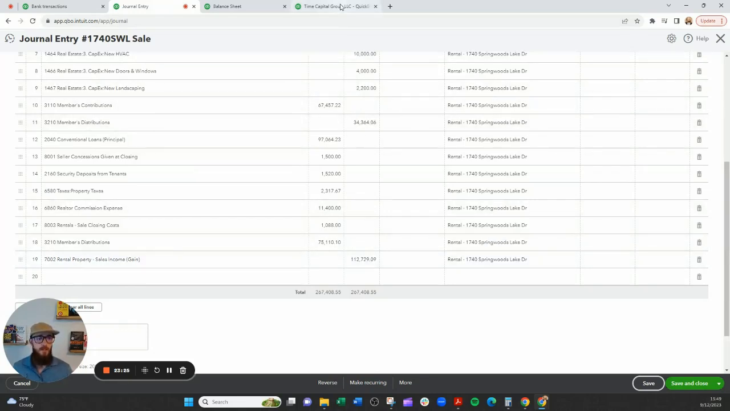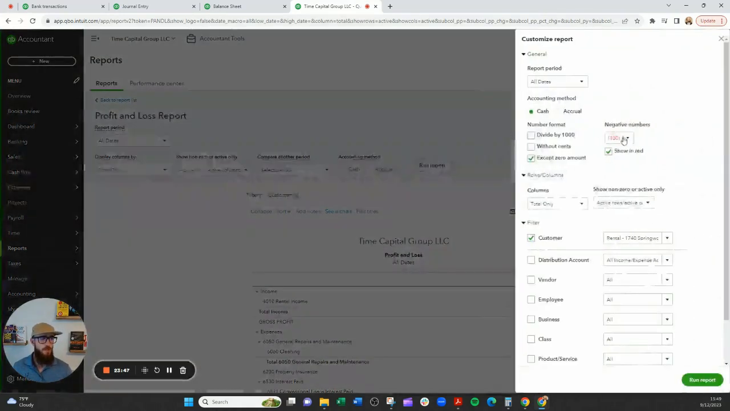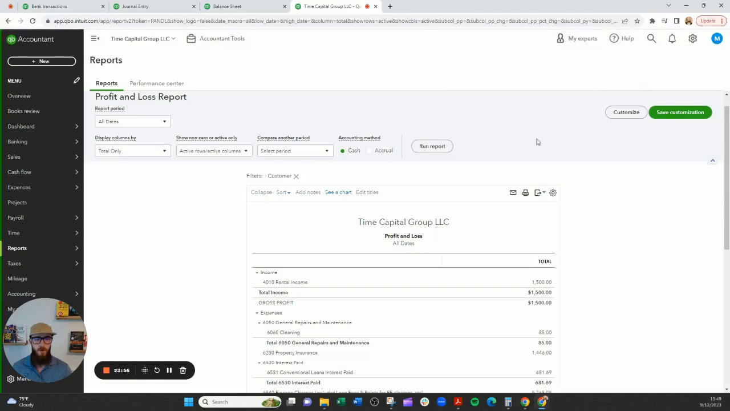the profit and loss, because this figure is going to be mixed with rental income that was received over the life of this property and all the expenses associated, just the full picture. So let's go take a look at that now. You would go to reports and then click on profit and loss report, and then all dates, totals, cash, customize, our negative number customization, click on customer, 1740 Springwoods, which is the property that we want. And here is our all dates, all inclusive income statement.